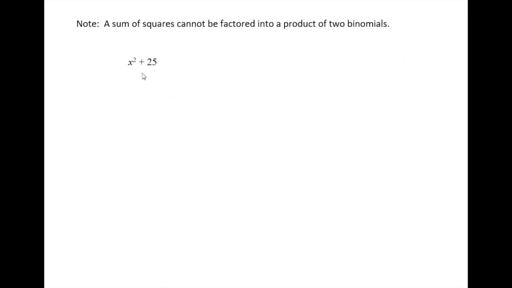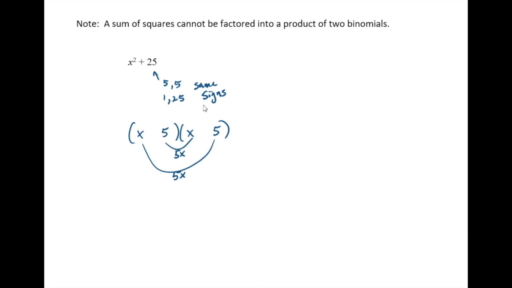We won't be able to factor a sum of squares into a product of binomials because the last term is positive, and that means that the factors will have to have the same signs, either both positive or both negative. And no matter which pair of factors you use, since they're going to either both be positive or both negative, that means that these terms will not cancel out. In this case, we would either get a positive 10x for our middle term or a negative 10x.